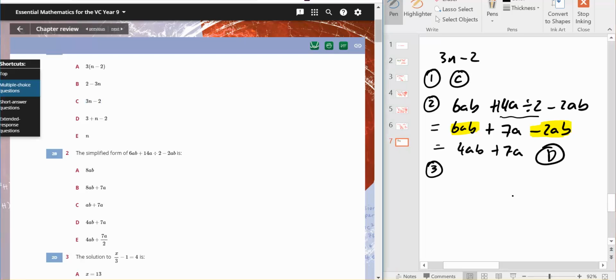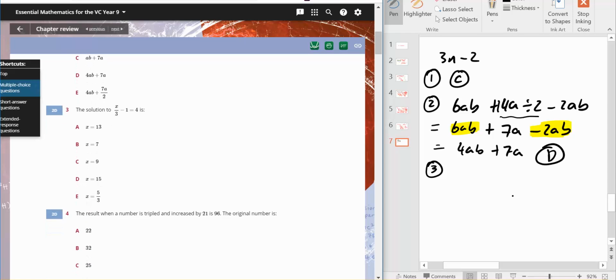Let's look at question 3. The solution to the equation x on 3 minus 1 equals 4. Now, I'm going to solve this equation. Now, please get the first step right, okay? The x is divided by 3, and you're subtracting 1 from it. So you always have to do the opposite of what was done last. So you always have to plus 1 first.